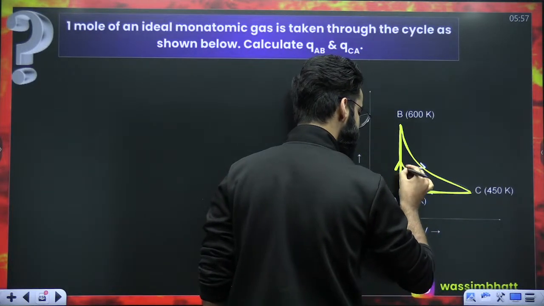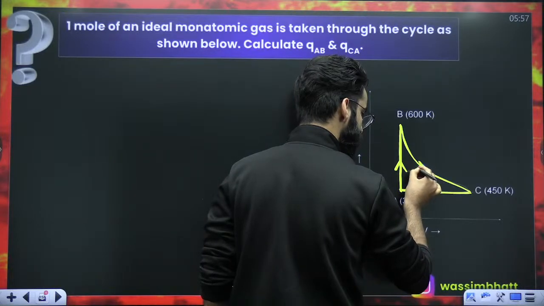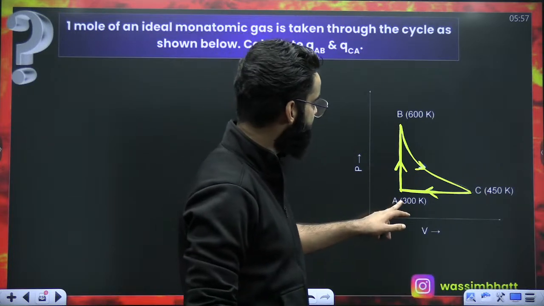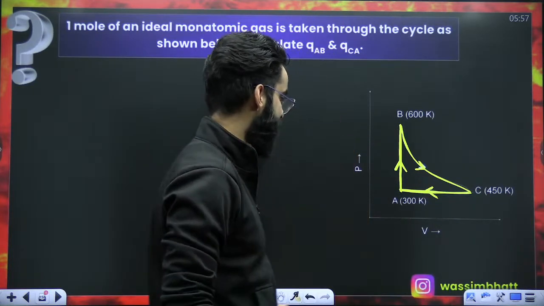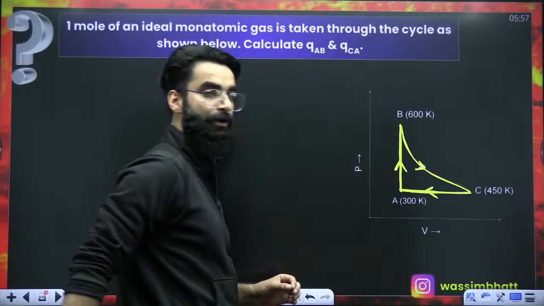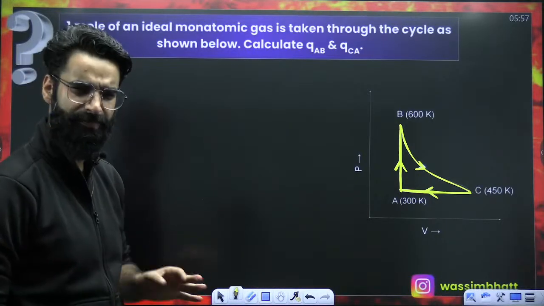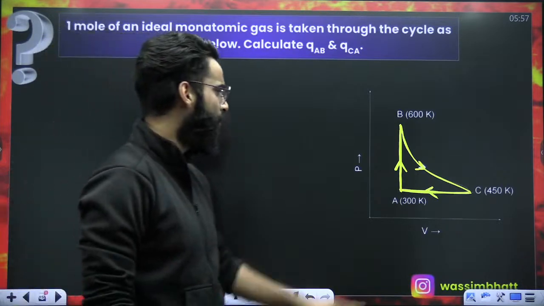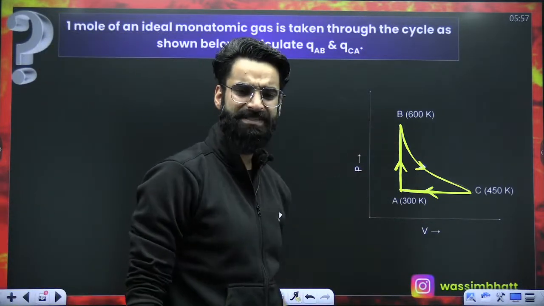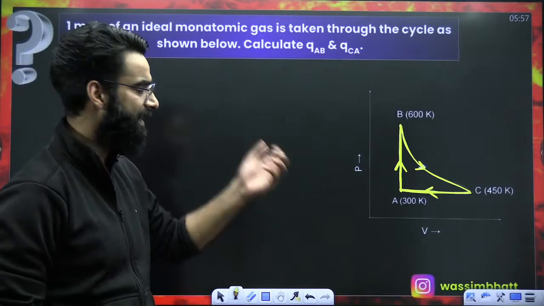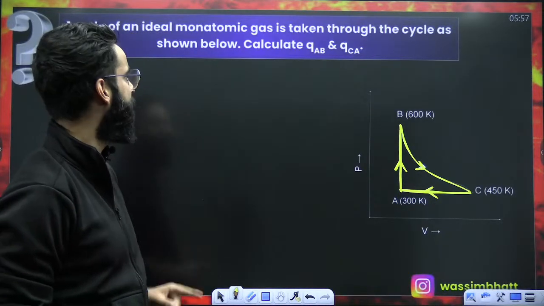The arrows: this is the first arrow, this is the second arrow, this is the third arrow, right? And at A the temperature is given, at B the temperature is given, at C the temperature is given. And we are given the pressure-volume graph over here. First of all, before looking at the question, you need to understand whether the process is cyclic or not. Absolutely, the process is cyclic. It's a cyclic process.